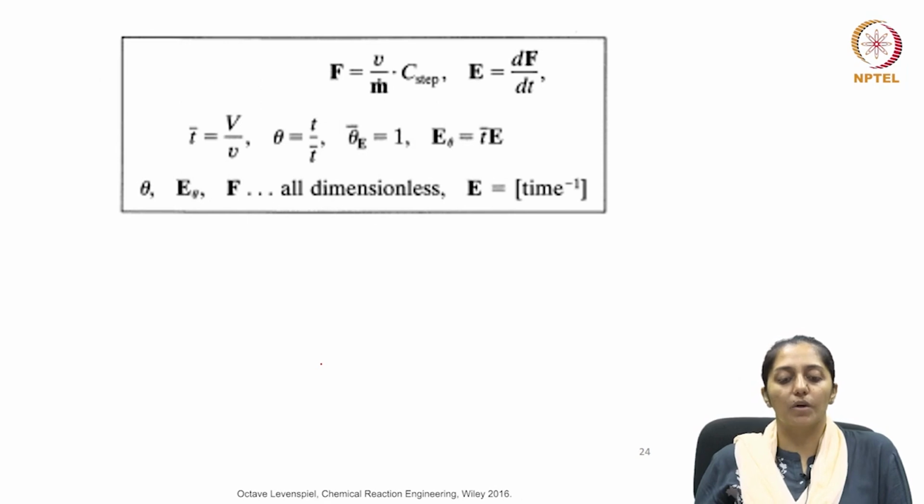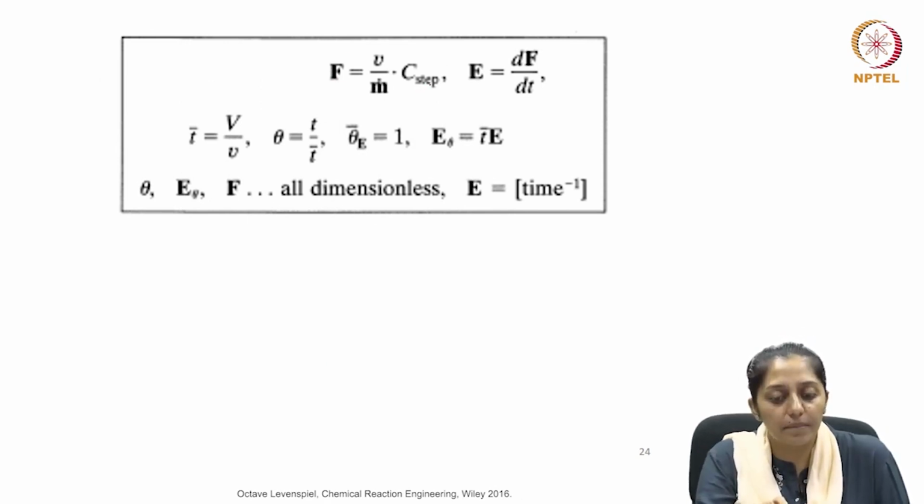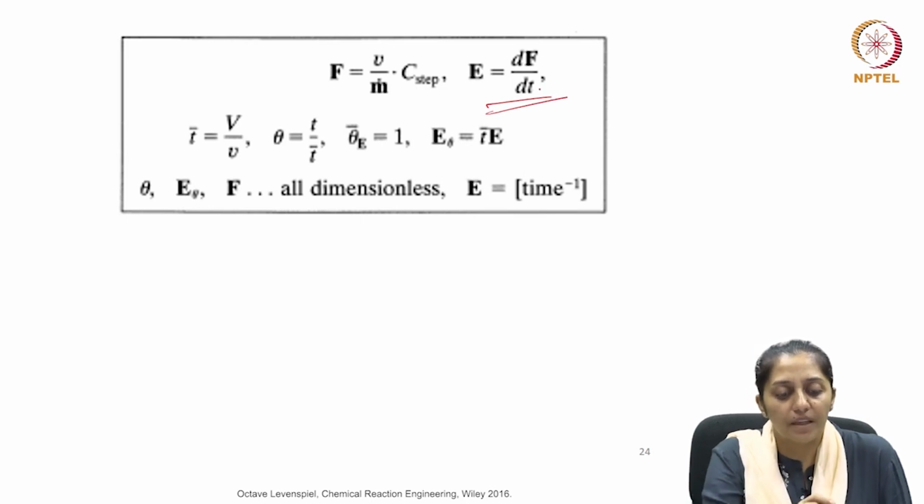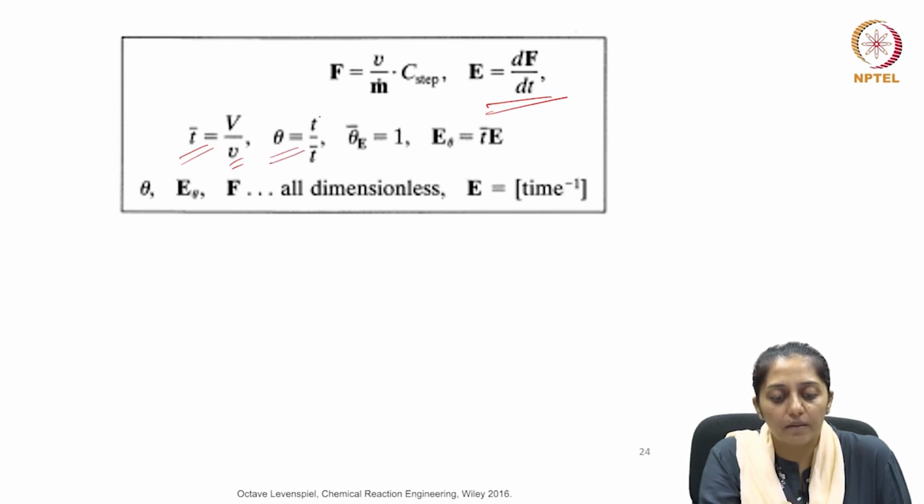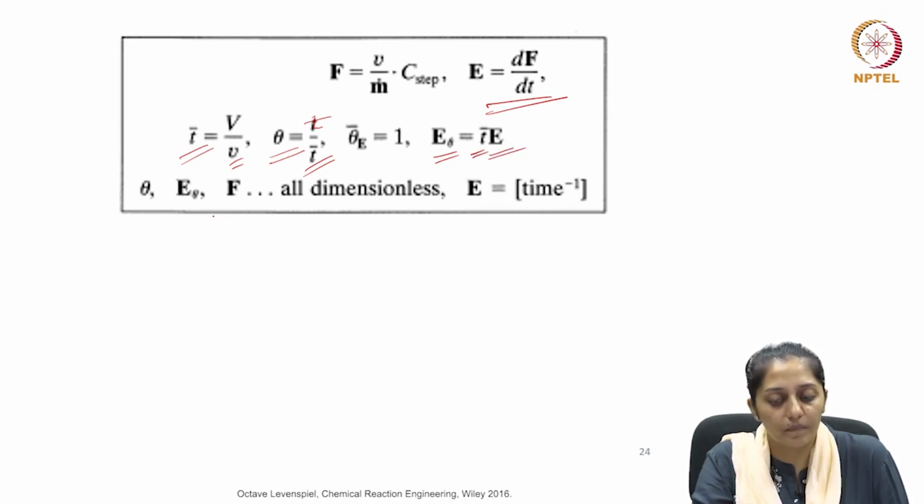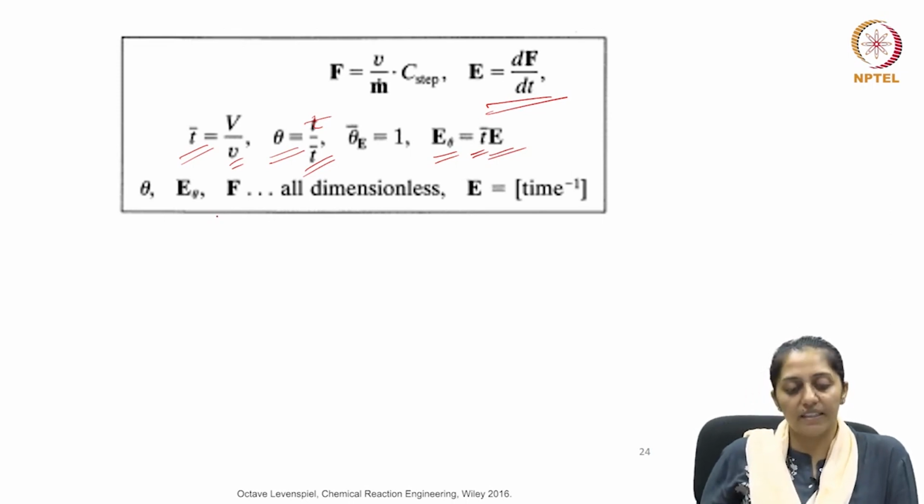So, now just to consolidate, F is related to C step, where E and F are related as shown here. E is equal to dF by dt, and your mean residence time is V by small v, where small v is the volumetric flow rate. Theta is the dimensionless time factor where the time is divided by the mean residence time. So, E theta is related to E by the mean residence time. Theta, E theta, and F are all dimensionless entities, and E has units of inverse time.